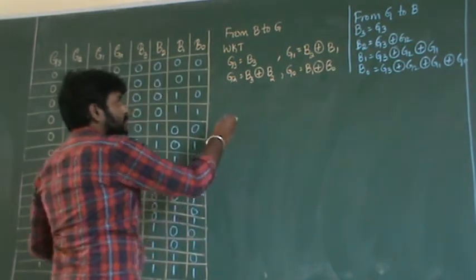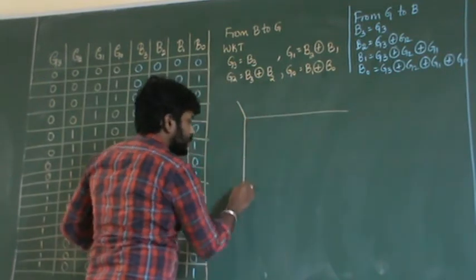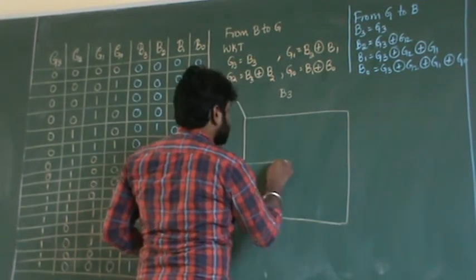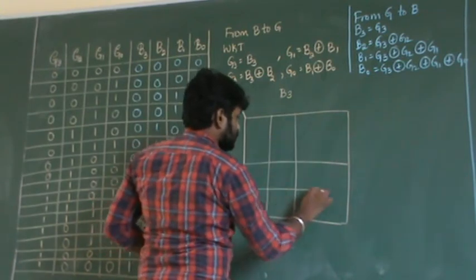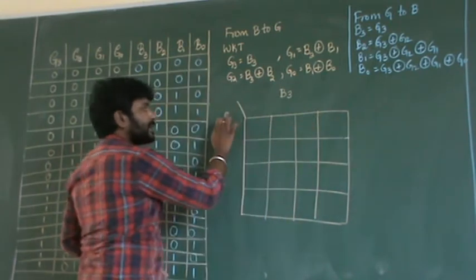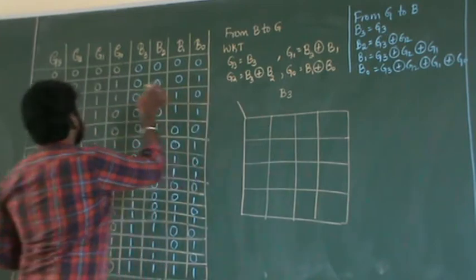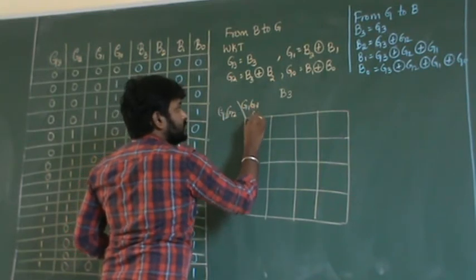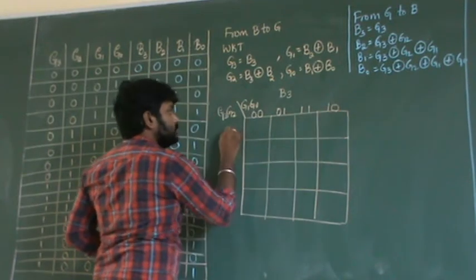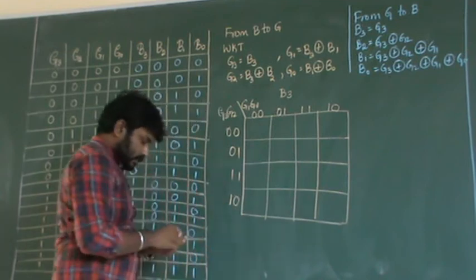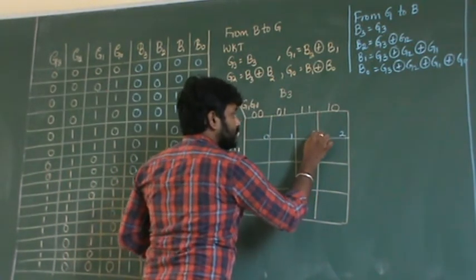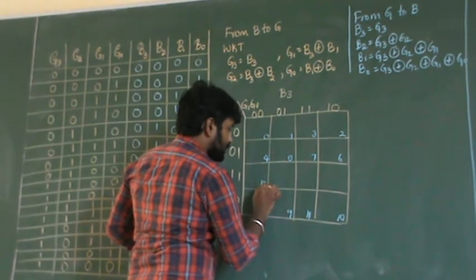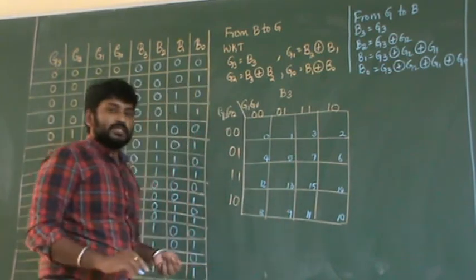So how to check that? First write down the K-map for B3. What do I have to write towards the left side and the top? You have to write G3, G2, G1, G0. The labels are 0, 0, 0, 1, 1, 1, 1, 0, and again 0, 0, 0, 1, 1, 1, 1, 0. So what are the cell numbers now? 0, 1, 2, 3, 4, 5, 6, 7, 8, 9, 10, 11, 12, 13, 14 and 15. So these are the cell numbers, right?